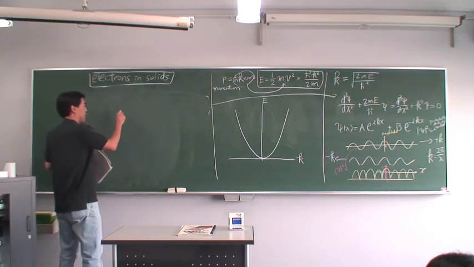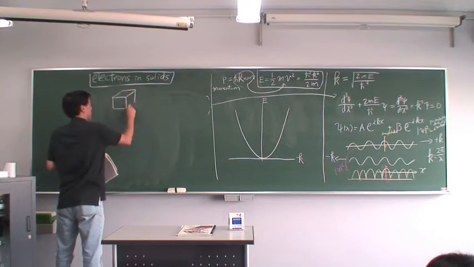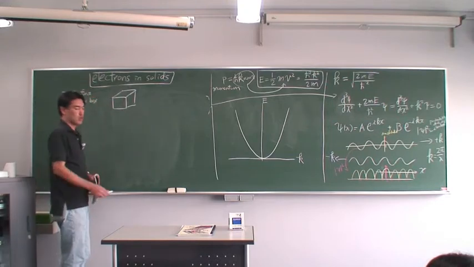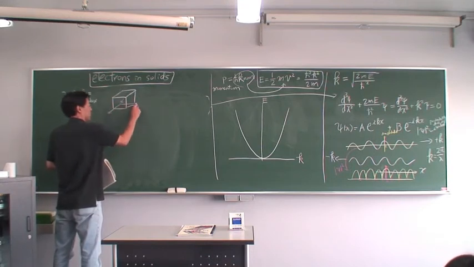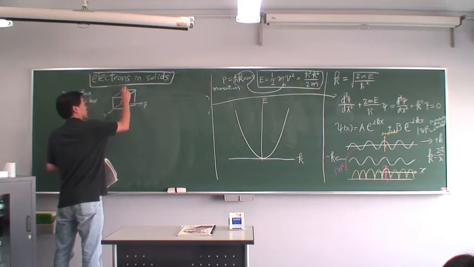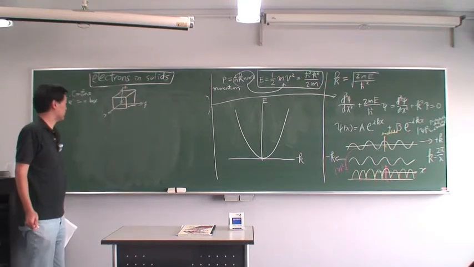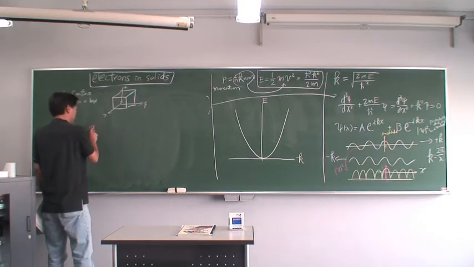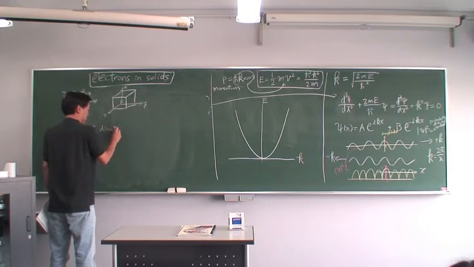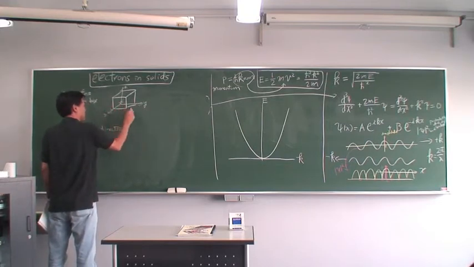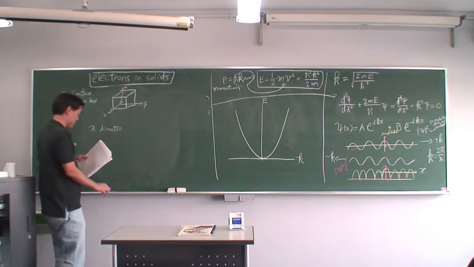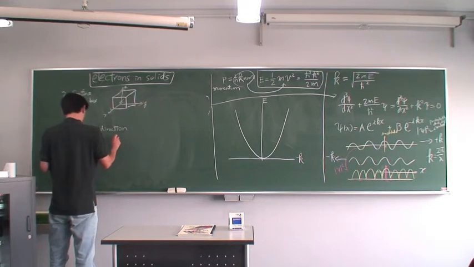So now we are going to confine the electron in a box. Two, confine the electron in a box. So the electron is confined in a box, x, y, z. Confined in a box means, in the x direction, this is 0, this is L. So now I give coordinates. Confined in the x direction, we have these.